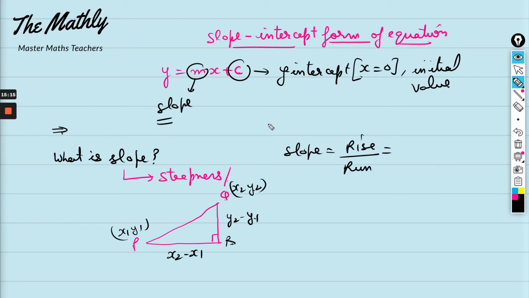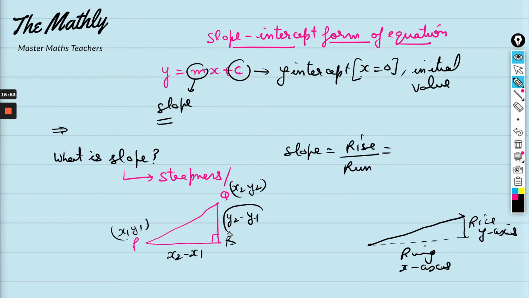Now what is a rise? Think of an example. Let's suppose an aeroplane is taking off from an airport. When the aeroplane is taking off this way, what is happening actually? It is running some distance on the x-axis, and it is also gaining some rise on the y-axis. That is a slope. It's a steepness. Slope is always rise upon run.